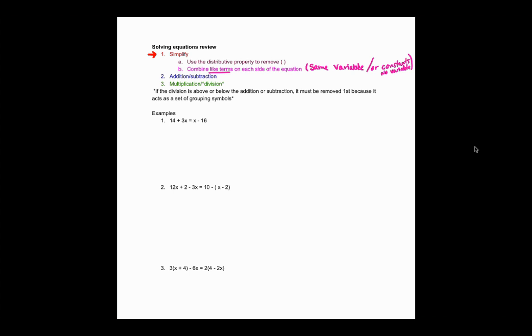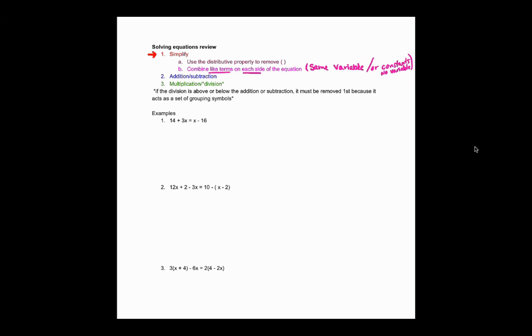In our first one, when we're looking at like terms, we're going to look at each side separately. On the left side, we have a constant and a variable. On the right side, we have a variable and a constant. So there are no like terms and no parentheses. So step 1 is complete. Now we're going to go to step 2. Step 2 is our addition and subtraction.